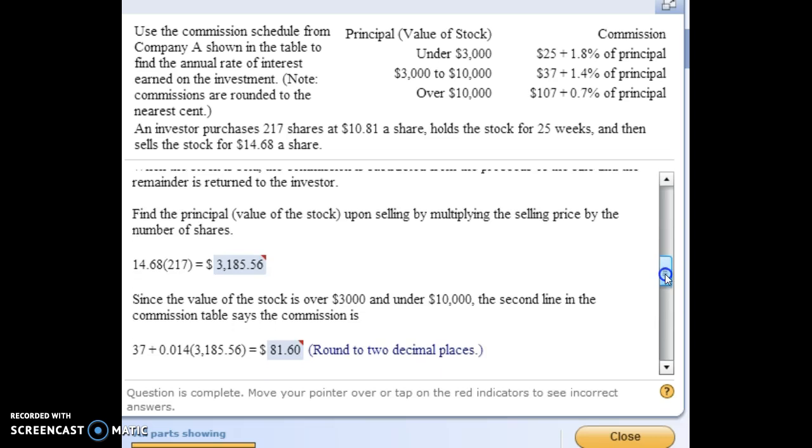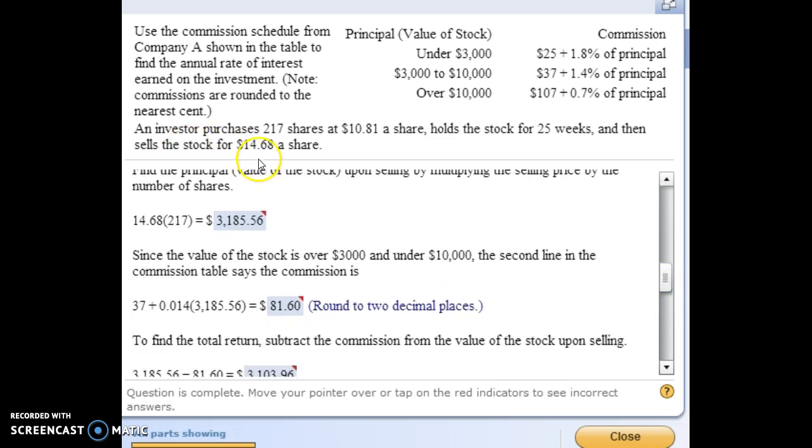And then what happens is you sell the stock, and it sells for this much now. So 217 shares times 14.68. Here's how much it's selling for. So you're going to get that much money back.